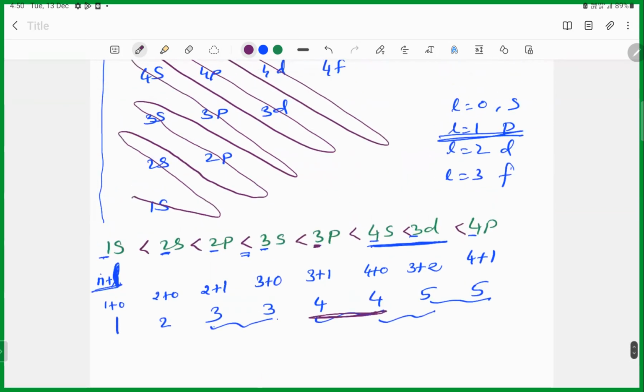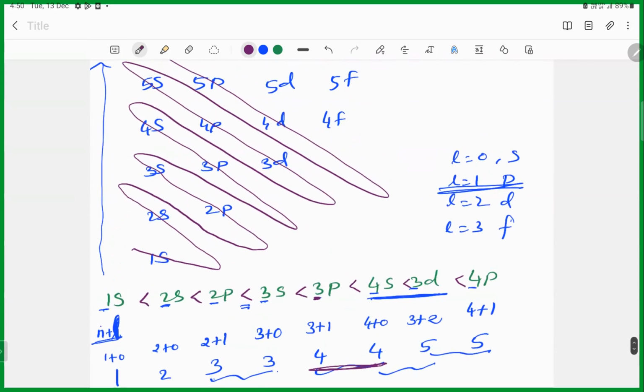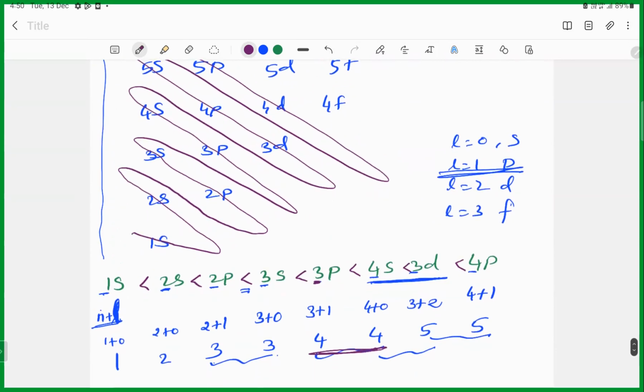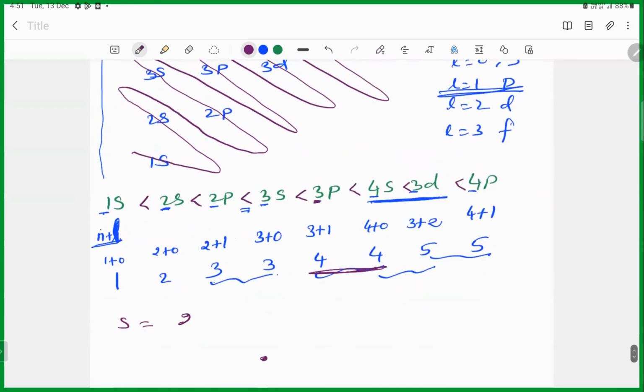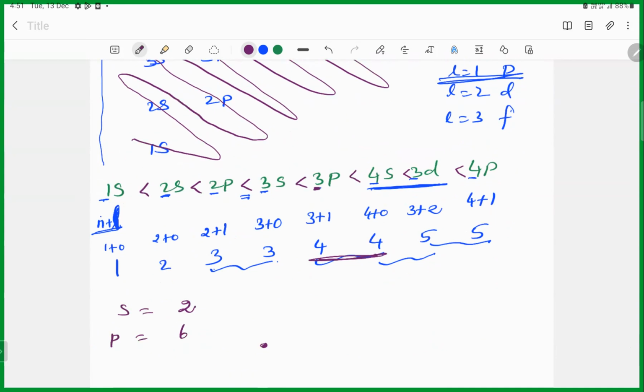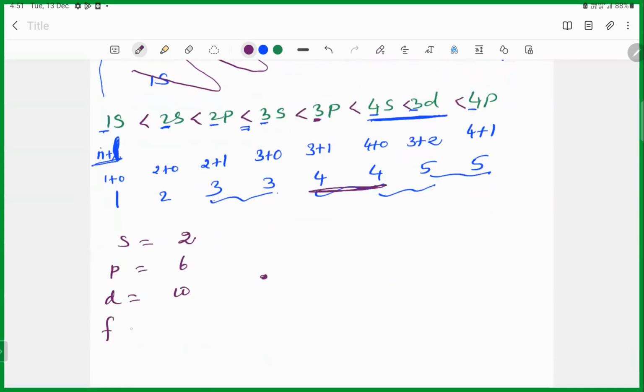Now, how many electrons can you accommodate in the s orbital? In the s orbital you can accommodate only 2 electrons. P orbital you can accommodate 6 electrons. D orbital you can accommodate 10. F orbital you can accommodate 14, because s orbital has 1, p orbital 3 magnetic quantum numbers, d orbital 5, and f orbital 7.